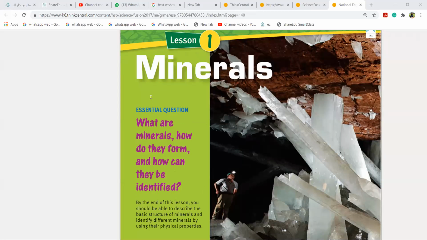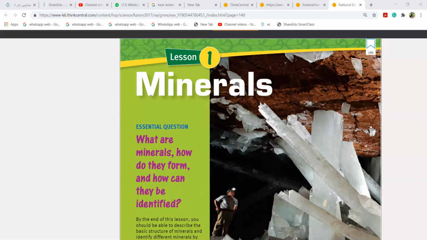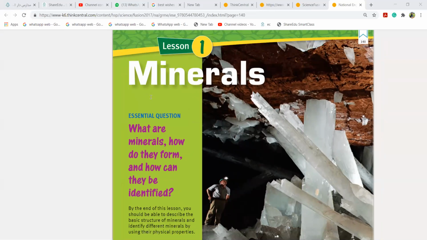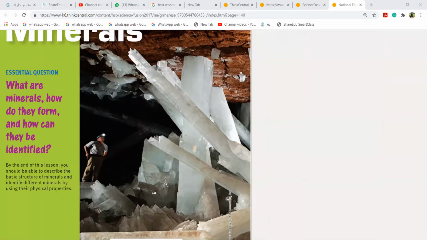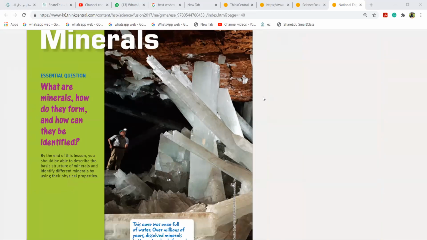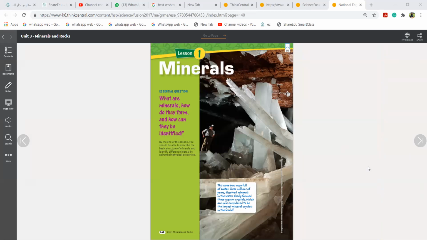Recording? Yes. So we'll start with lesson 1, minerals, from unit 3, module E. At the end of the lesson, we'll be able to describe the basic structure of minerals. At least some basic minerals, you will know about them, and tell their physical properties.